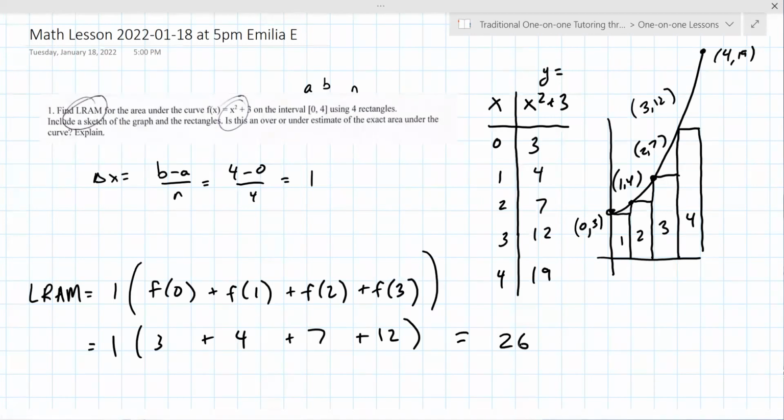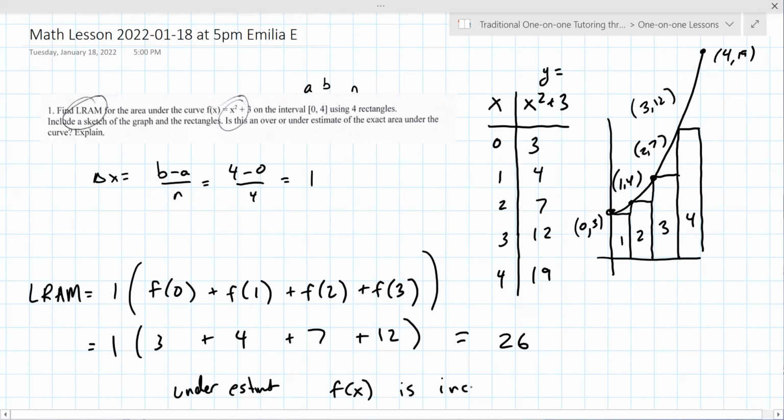And then, is it an over or an underestimate? The best answer is that it's an underestimate because f of x is increasing and concave up. So it's under because it's like under the curve. I don't know, this is like what the official answer is. You can probably get away with saying, well, all the boxes are underneath the curve.